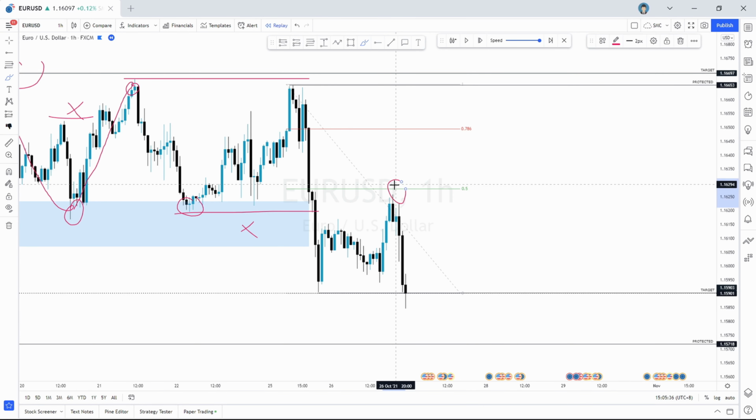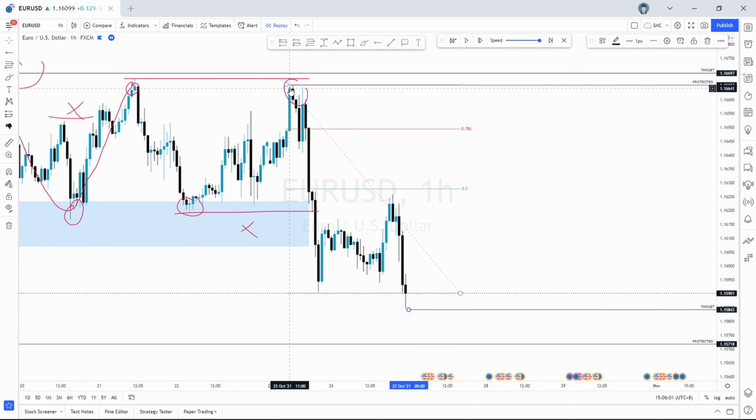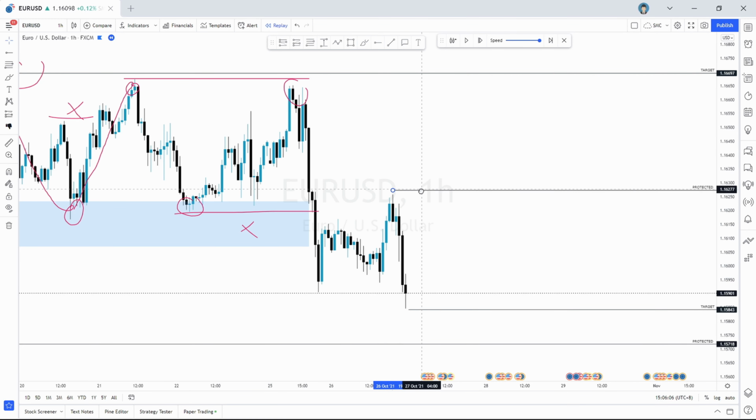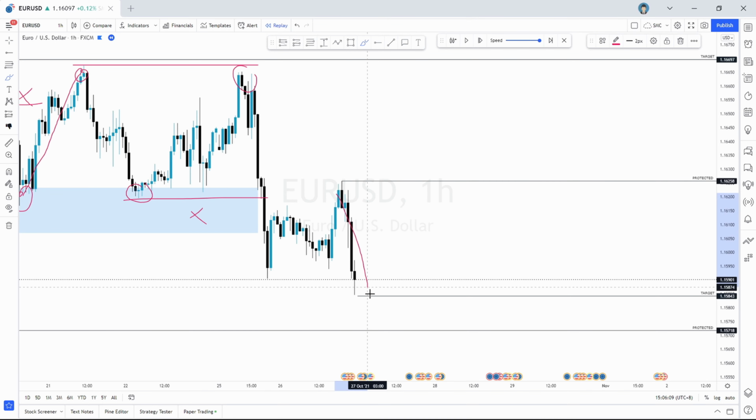Doesn't mean this doesn't count as a healthy pullback. Again, price is not required to do a pullback on the 50% of this move. It could be near the 50%, but it's not required to go to 50%. What I do is protected, target. As you can see, it tapped into the target beautifully. Now we shift the target here. At the same time, we shift our protected zone here. Now we're expecting price to do a pullback, then continue breaking the target.